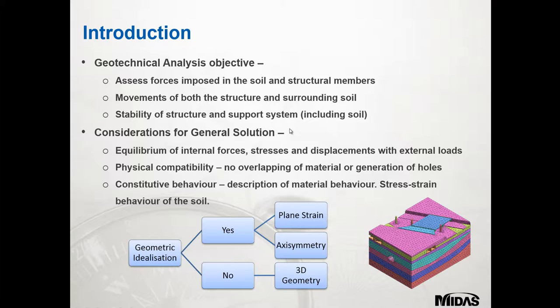So to obtain a solution for a geostructural problem, the following conditions have to be satisfied. They're just listed on the screen. I will expand on the points a bit further. The internal forces and stresses which develop inside the model domain should be in equilibrium with the external applied loads. At any point during the analysis, the ground layers, elements and nodes should not overlap with each other, otherwise you won't be able to get a good connection between them.